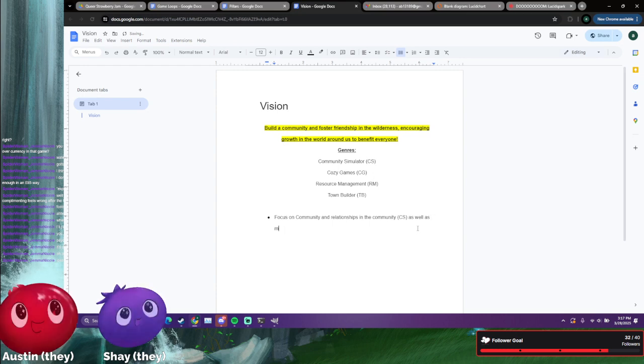As well as organizing community goals and projects. And that can be summed up under resource management slash town building.